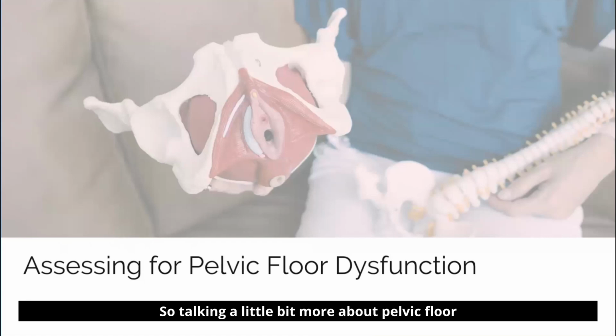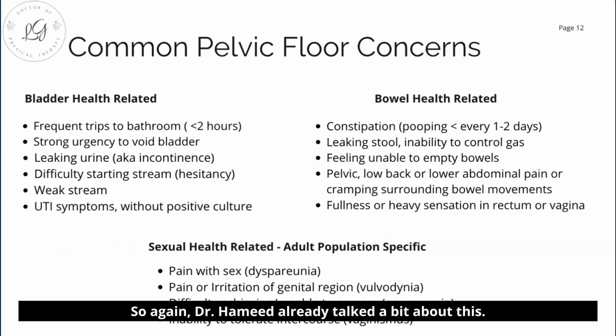So talking a little bit more about pelvic floor dysfunction specifically. Again, Dr. Hameed already talked a bit about this. I tried to break them down into 3 separate categories. For our pediatric colleagues, you're probably not thinking as much about the sexual health component here, but I wanted to mention it for anyone who is also treating adults.